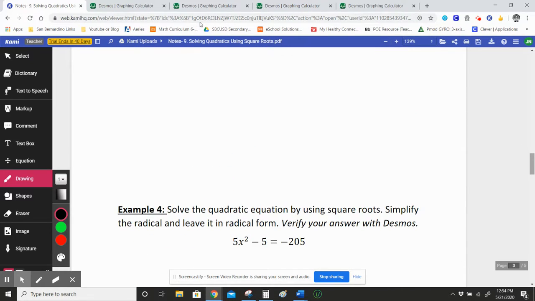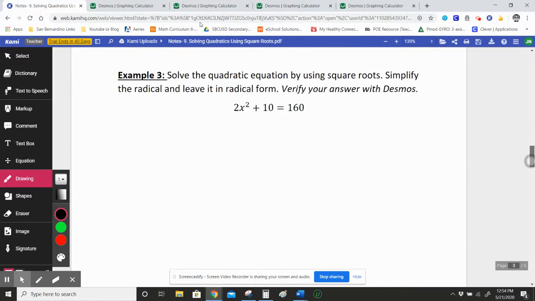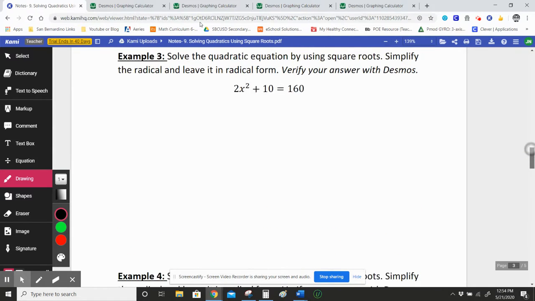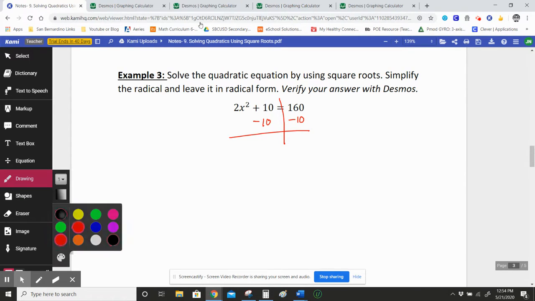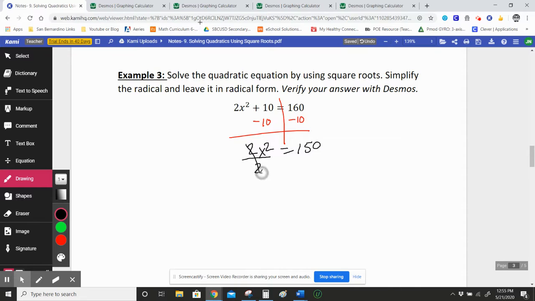Okay, example number 3. Oh, skipped too far. So solve the quadratic equation by using square root, simplify the radical and leave it in radical form. Verify your answer with Desmos if you can. So let's do the same thing. So solve for x, subtract 10 on both sides. Subtract 10, subtract 10. I'm left with 2x squared is equal to 160 minus 10, which is 150. I'm going to divide by 2 on both sides. Divide by 2, divide by 2. X squared is equal to half of 150, which is 75.